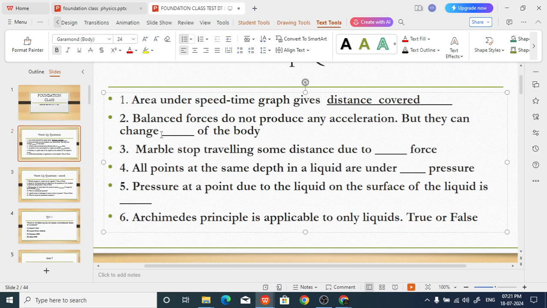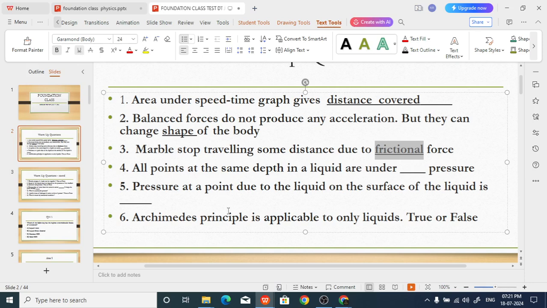So here, this answer is shape of the body. Shape of the body is the answer. Marble stops traveling some distance due to some force. What is that force? Unbalanced force. Frictional force, because they have not said any force is applied, so it is due to frictional force. Very good. Of course, in the exam they will give options, but here I have not given the options.